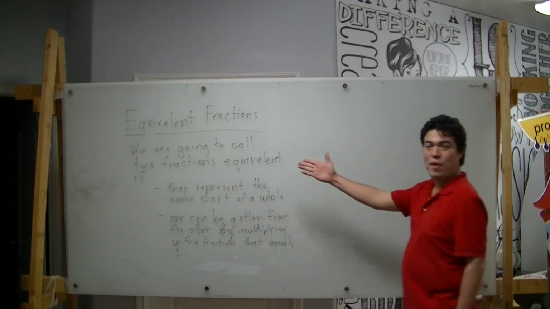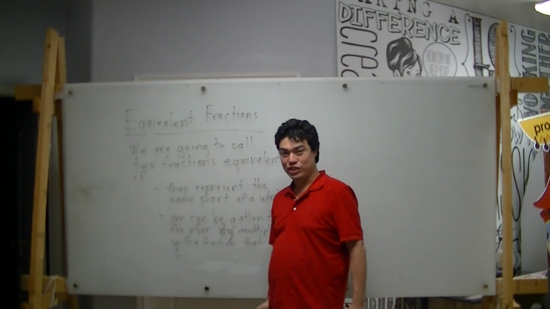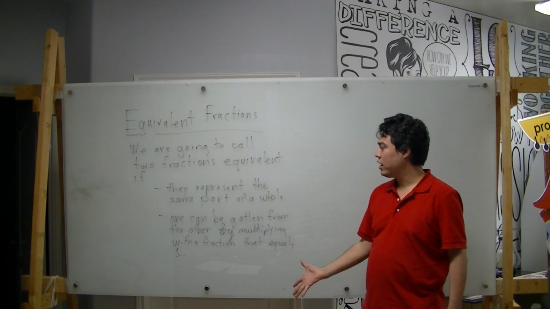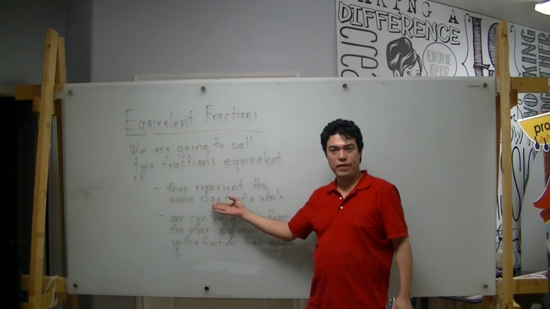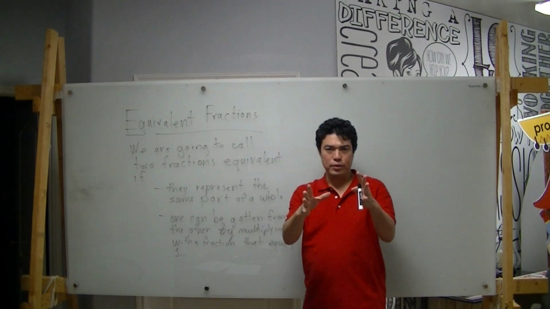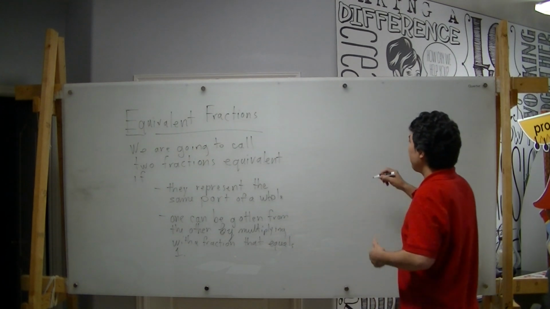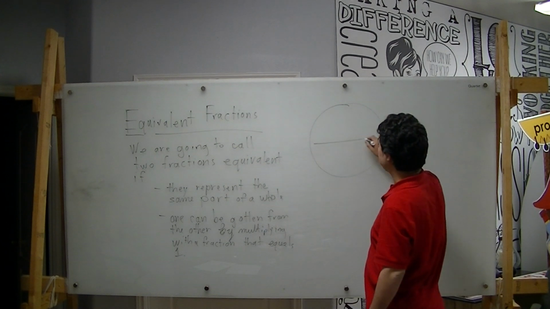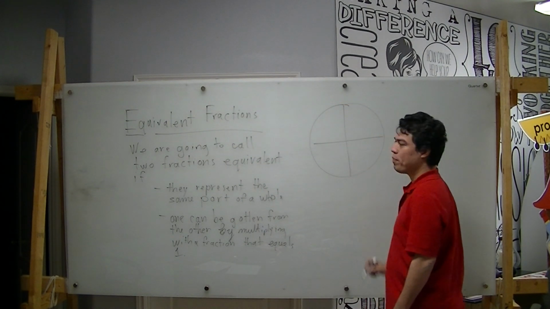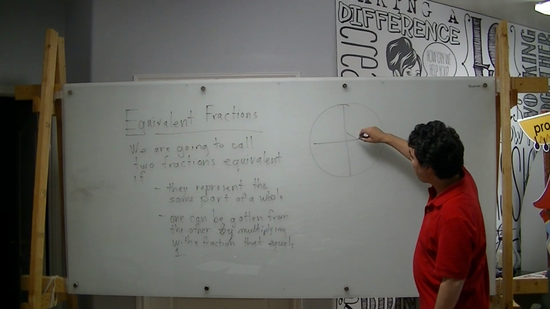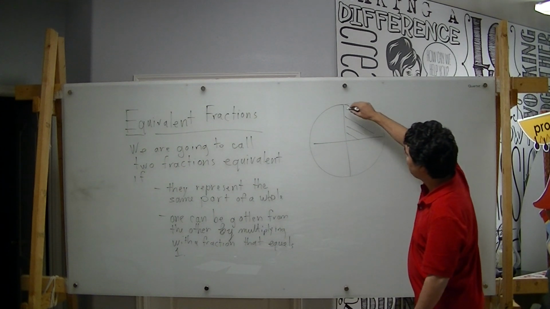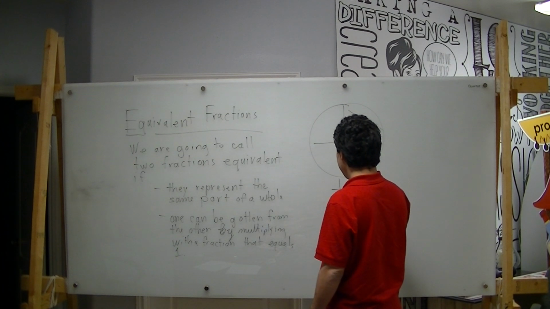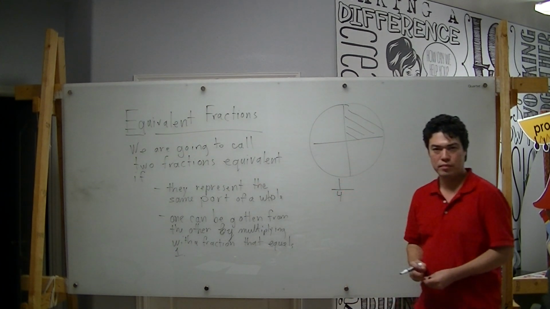So now we're going to talk about equivalent fractions. Two or more fractions that represent the same portion of a whole. For example, if I were to take a pizza that we have here, and I slice it into 4 pieces, and I take one of those pieces, then we both agree that I've taken 1/4 of that pizza.